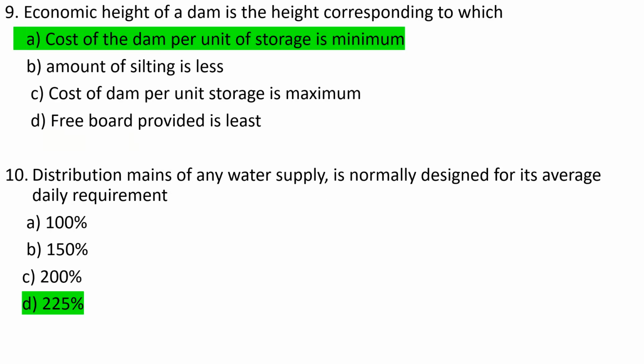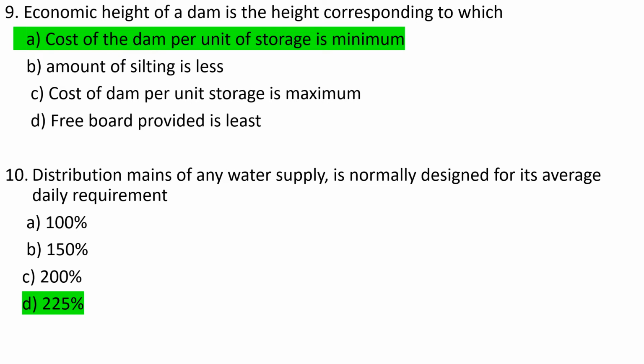Question number 9. Economic height of a dam is the height corresponding to which? We have 4 options. First one, cost of the dam per unit of storage is minimum. B, amount of silting is less. C, cost of dam per unit storage is maximum. Fourth one, freeboard provided is least.